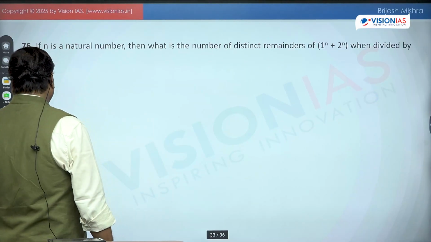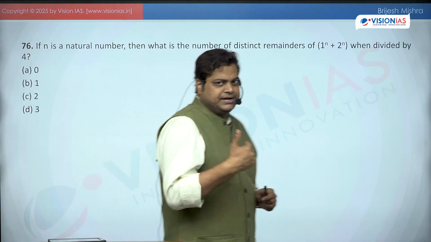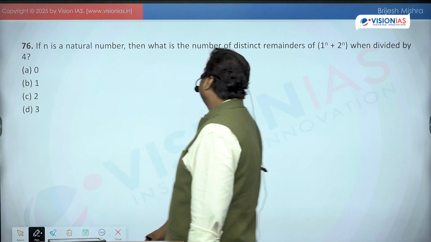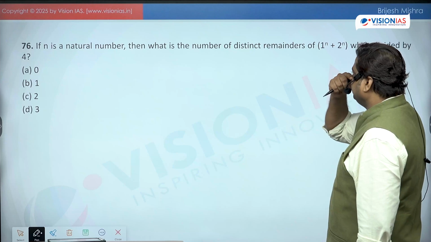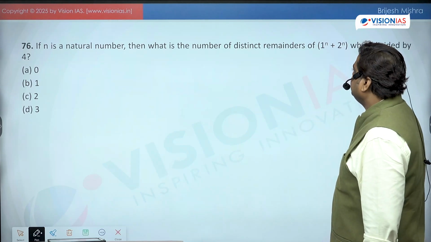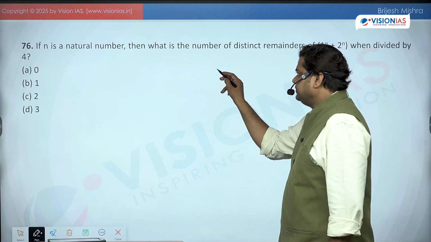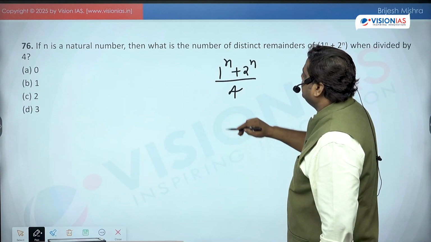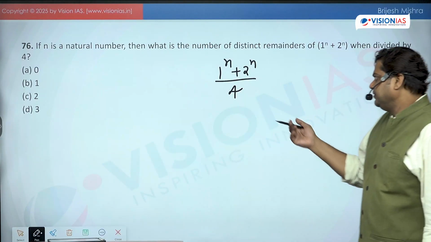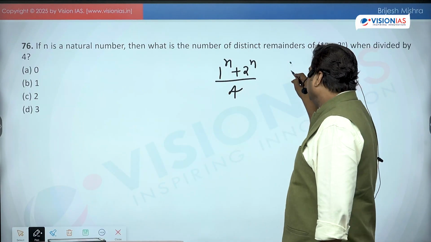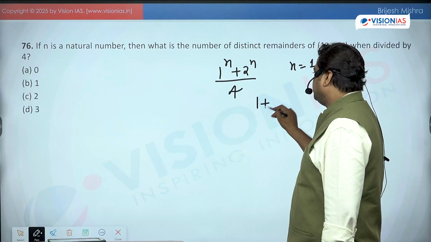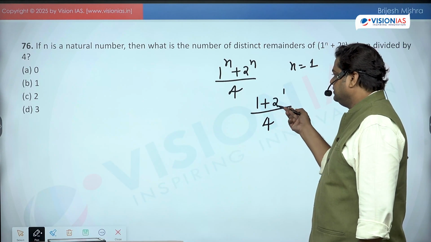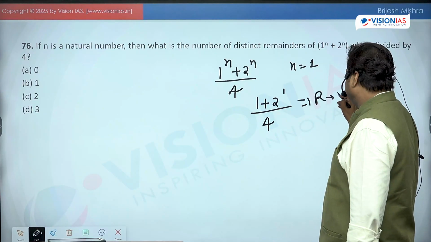What is this? In unit digits we have read about this property of 4. But here what is given? What is the number of distinct remainders of this? 1 power n plus 2 power n divided by 4. We know the divisibility rule of 4, and if we take the value of n as 1, this is 1 plus 2 power 1 divided by 4. What is the remainder? Here the remainder is basically 3.